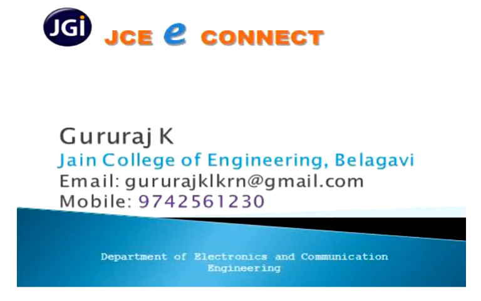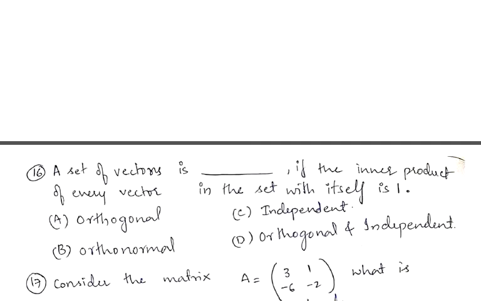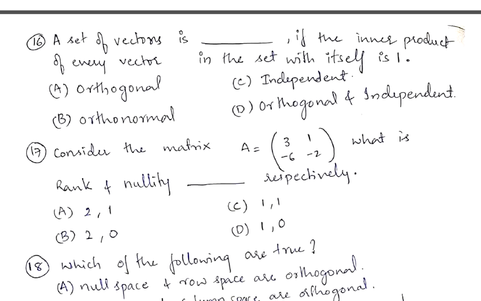Continuing second quiz solutions. 16th question. A set of vectors is dash if the inner product of every vector in the set with itself is 1. So options are orthogonal, orthonormal, independent, orthogonal and independent.